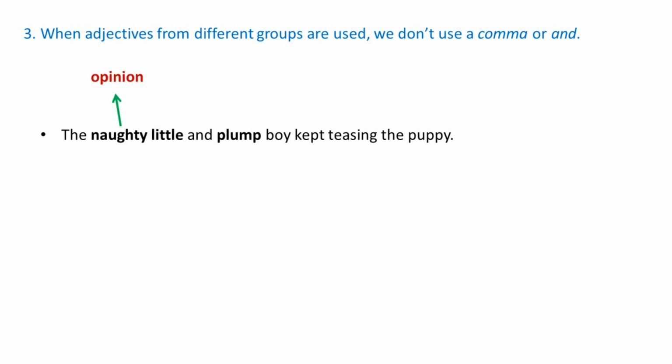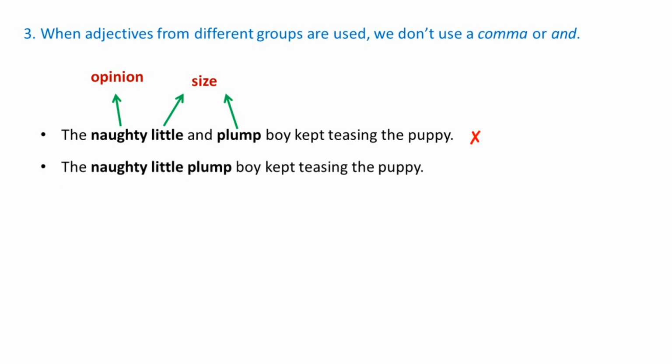Naughty belongs to the group of opinion, whereas little and plump belong to the group of size. Therefore, we cannot use and or comma in this sentence. So this sentence is wrong. We should use it like this. The naughty little plump boy kept teasing the puppy. We don't need to use a comma or and between the adjectives here. So this sentence is correct. The naughty little plump boy kept teasing the puppy.